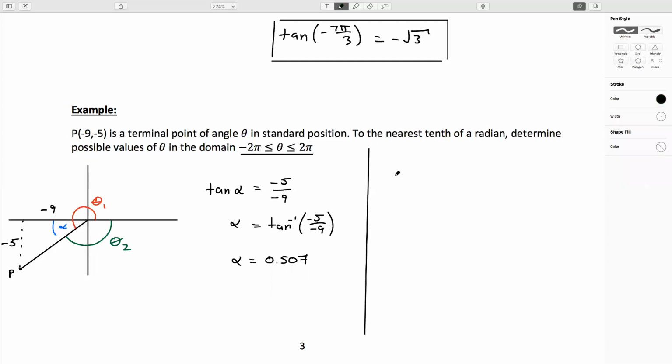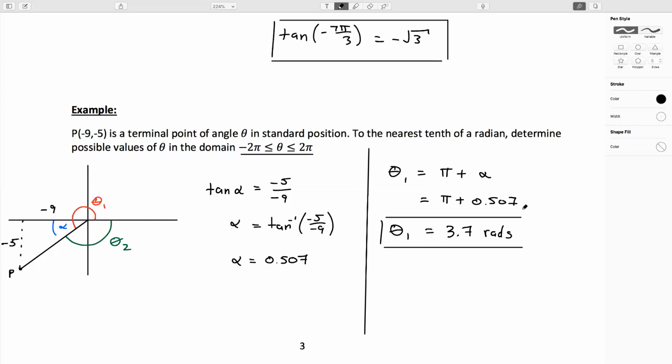So I can find theta 1. Theta 1 is simply going to be pi plus alpha. That's because pi is halfway around a circle and we're alpha units past that. So this is going to be pi plus 0.507. And I'm going to get an angle of 3.65 radians, which is about 3.7 radians to the 10th of a radian. So that's theta 1.